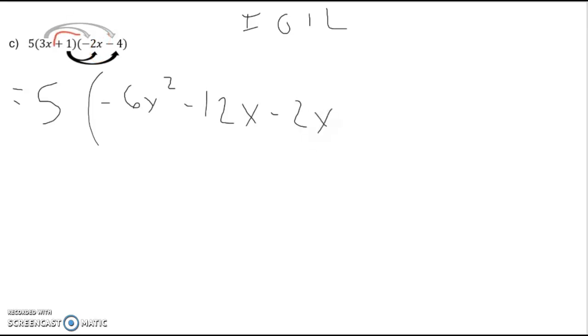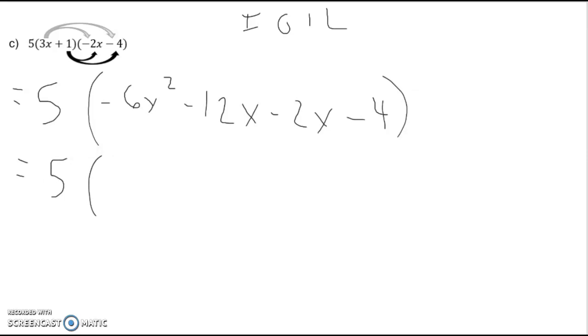Last but not least, we have our last terms. Positive 1 times negative 4. Positive times a negative is a negative. 1 times 4 is 4. So we're going to close the bracket. So next step, keep our equal sign lined up. Keep our 5 out in front. And I'm going to open up the bracket.